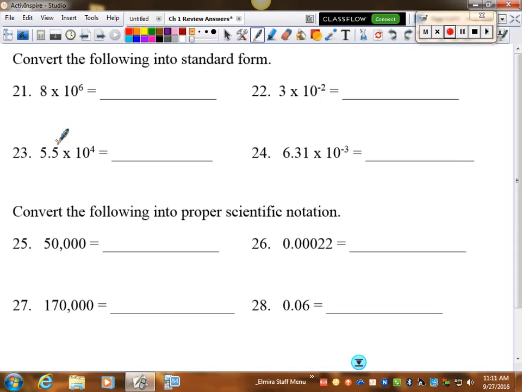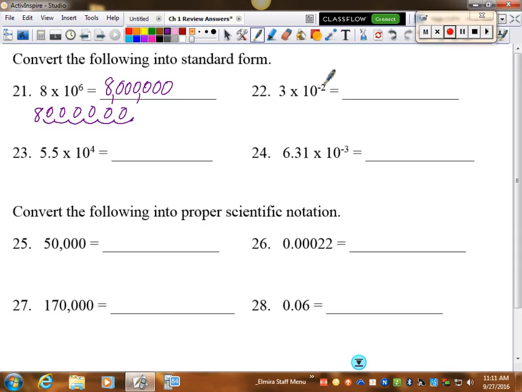Alright, convert the following into standard form. So we have 8, and we're going to move the decimal over 1, 2, 3, 4, 5, 6 times. So I need place holding zeros here. So that comes out 8 million.